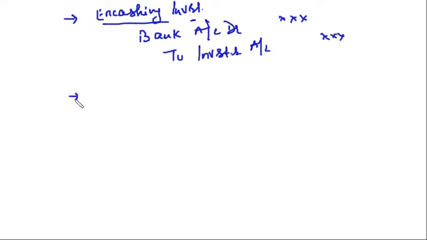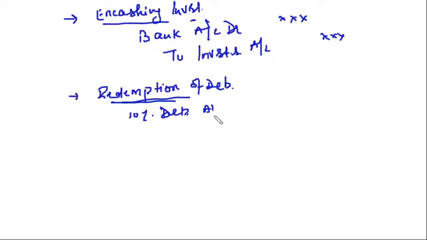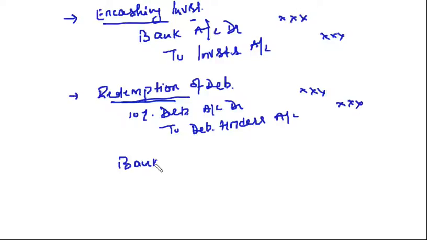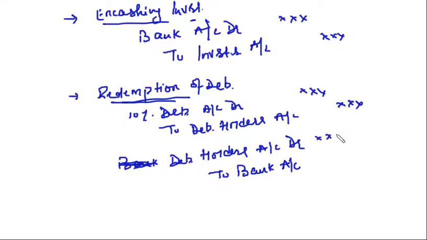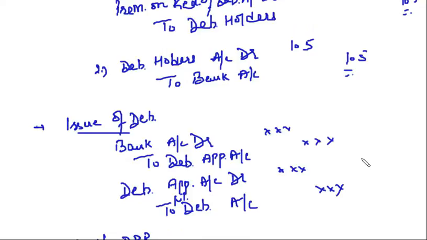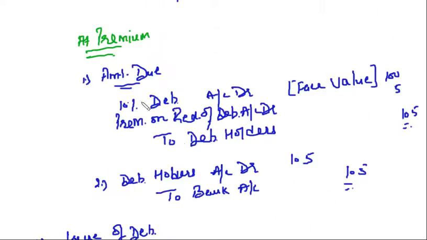Then there will be entries for redemption. Redemption of debentures, that will be say 10% debentures account debit to debenture holders. First the amount is due. Then debenture holders account debit to bank account. These are the entries for the redemption of debentures that we just discussed. If it is at a premium, then we will deal accordingly.